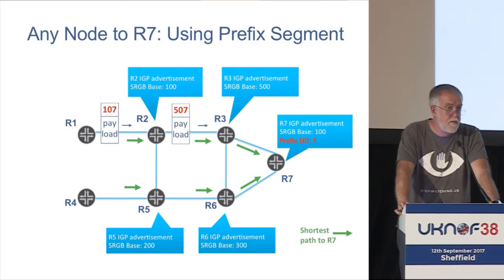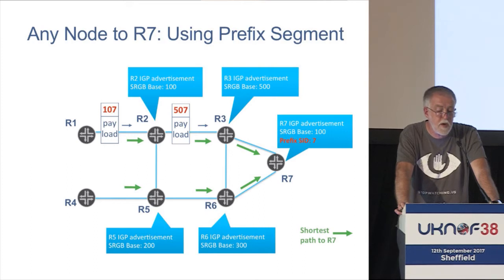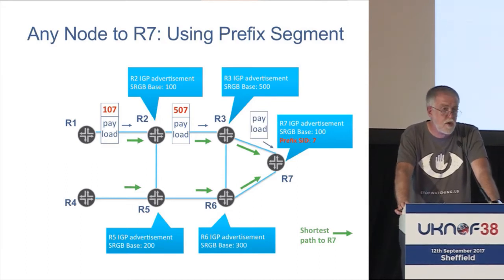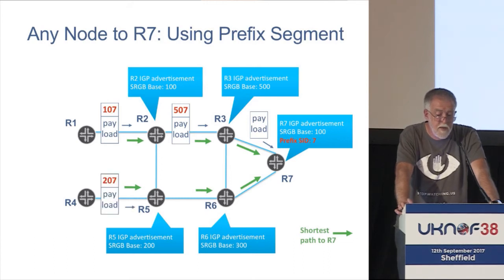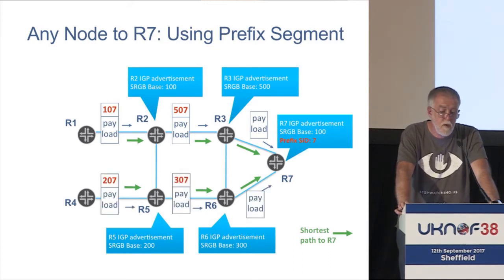It says, okay, it wasn't for me. It's going off to 7. I know where that is on the shortest path. It's going out to R3. R3's block is 500. I put in the offset 7, and it goes. R3 says, oh, I'm adjacent to the destination. I pop the label and go. And we can do the same thing from R4.